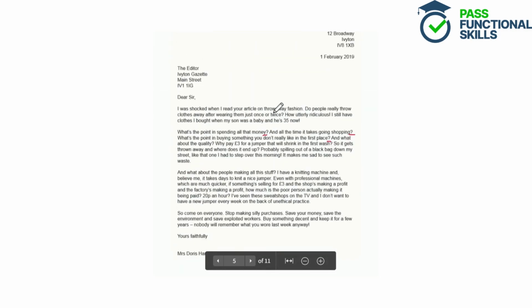So if we go up to the source then, if we have a quick scan, we can see straight away that there are a lot of rhetorical questions. So we've got, what's the point in spending all that money? Do people really throw away clothes after wearing them just once or twice? What's the point in buying something you don't really like in the first place? So we've got a real sense that the writer is talking directly to who they're writing to. And we've got that sort of conversational, quite a chatty style.